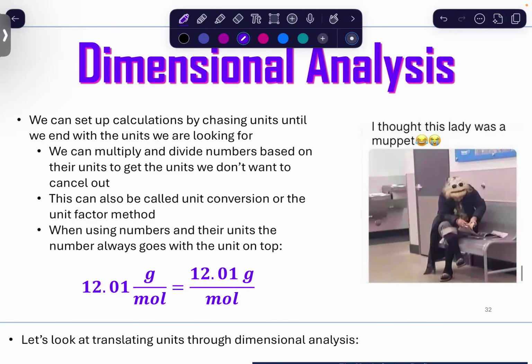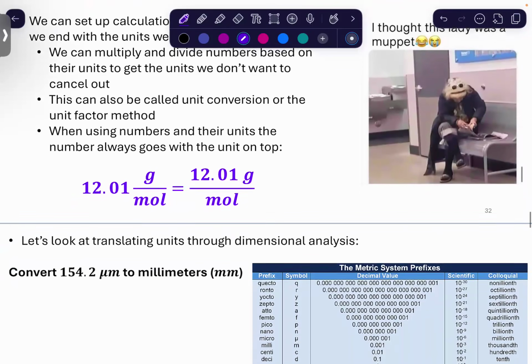Also, something to keep in mind, when you're using numbers in their units, the number will always go with the unit on top. So here you have, and this will become a unit that's very familiar to you, 12.01 grams per mole, which of course we talked about. That is the mass for carbon, 12.01 grams per mole. But if I was to write this as a conversion factor, you see that the 12.01 goes with the grams, and then it's per mole. So just keep that in mind when you're trying to figure out how to put these conversion factors into calculations.